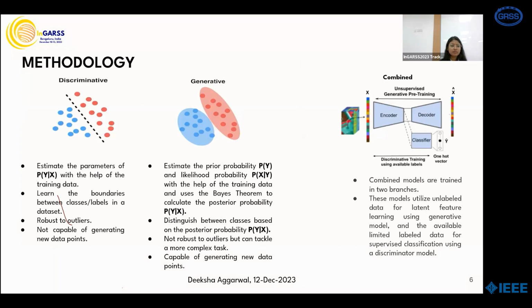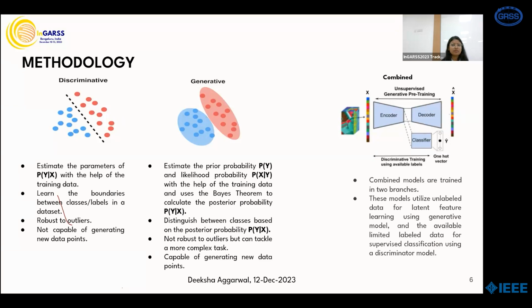Methodology. I would like to brief you about 3 different kinds of machine learning and deep learning models which we are using in this study. First one is the discriminative model. In a discriminative model, the general idea is to estimate the parameters of probability of Y, which is the label, given X, which is the input data, with the help of training data. It learns the boundaries between classes in a data set and is robust to outliers, but it is not able to generate new data points.